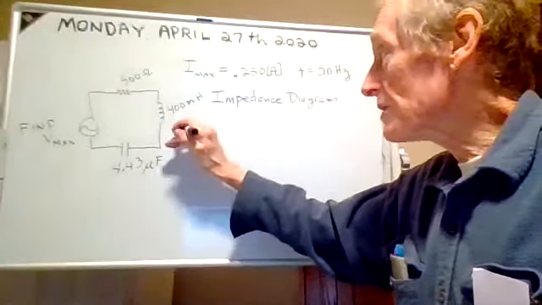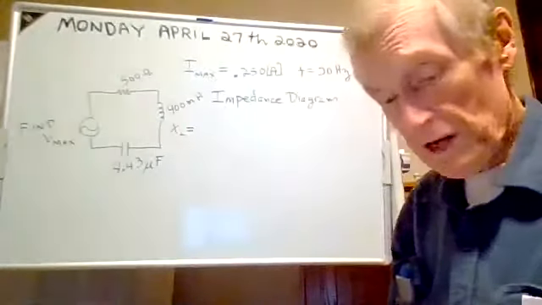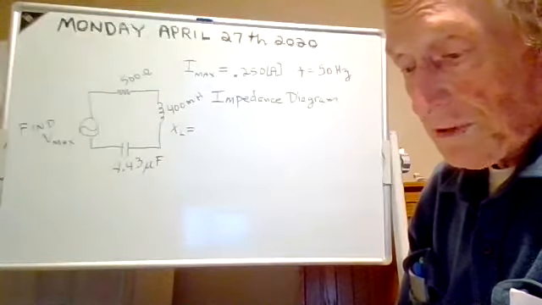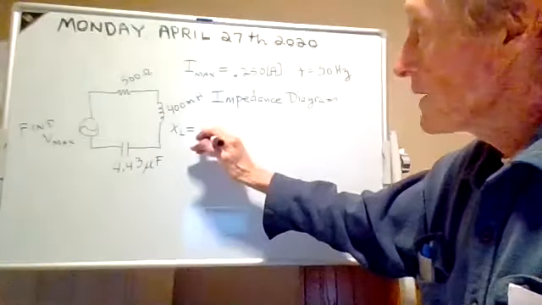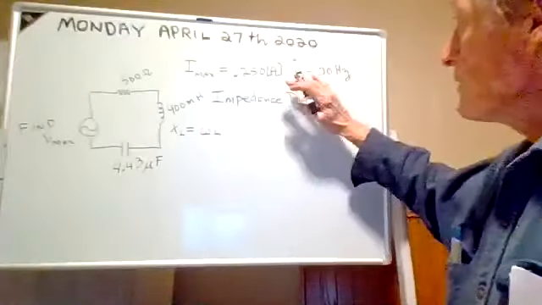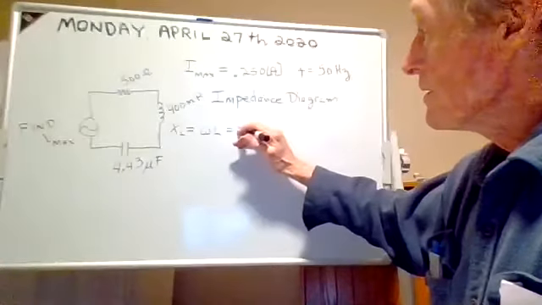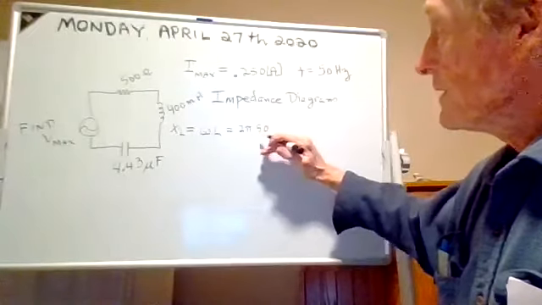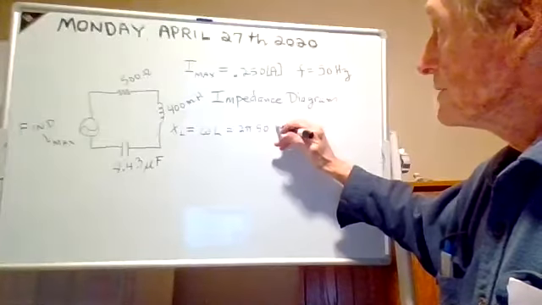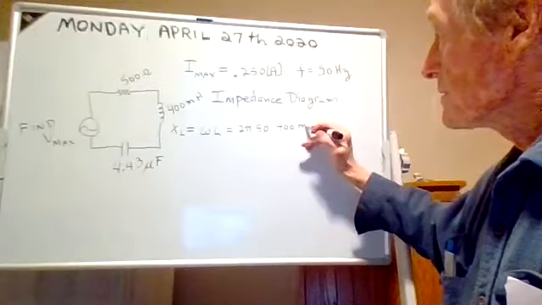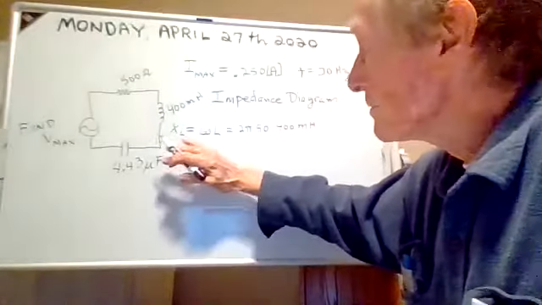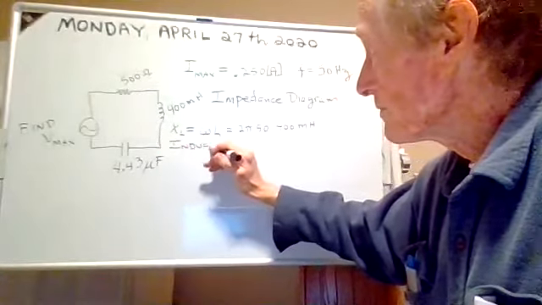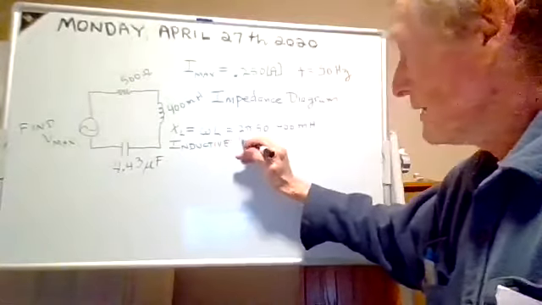So we're going to get the XL. It's got a fancy name, and I talked to you about that last Wednesday. It's called the inductive reactance, and it's omega L. Now, if f is 50, omega is 2 pi f, so it's 2 pi 50, and L is 400 millihenries. So we're going to get the inductive reactance.